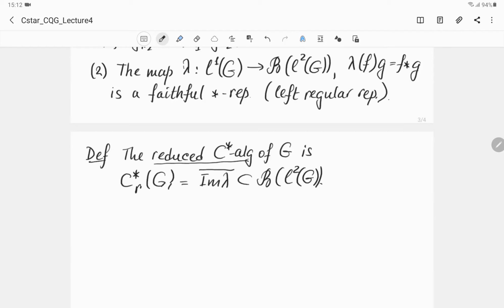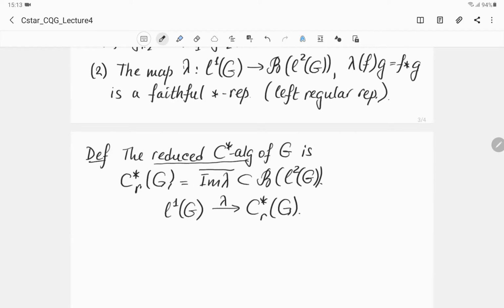Since lambda is a star representation, it's immediate that the image of lambda is a star subalgebra. So its closure is a C-star subalgebra of the algebra of bounded operators. So this is the reduced C-star algebra of G. The left regular representation becomes an injective star homomorphism from L1 of G to the reduced C-star algebra of G, an injective star homomorphism with dense image.